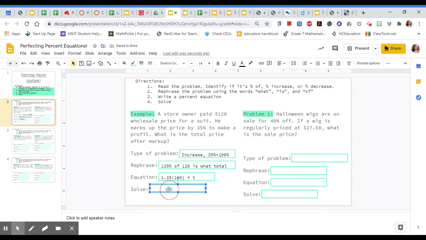Lastly, I'm ready to solve. To solve that percent equation, I know all I'm doing here is multiplying 1.35 times 120. Once I multiply that, I see that my answer is 162. And what this means in the context of the problem is that the total price after markup would be $162.